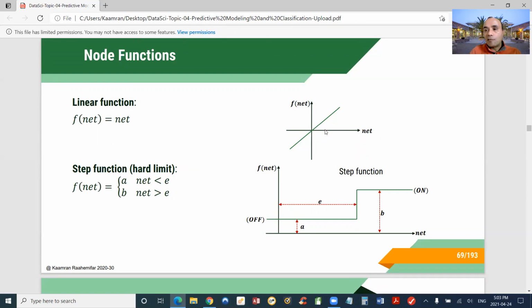It's not going to wait. There is no threshold involved. It's just net comes, f(net) goes, and that's the linear function, one of the many functions. Now, the other possibility is called a step function.